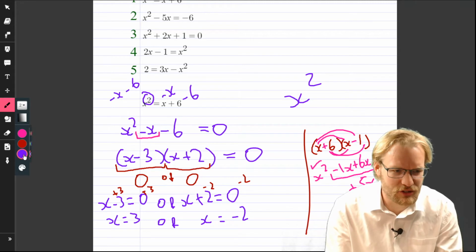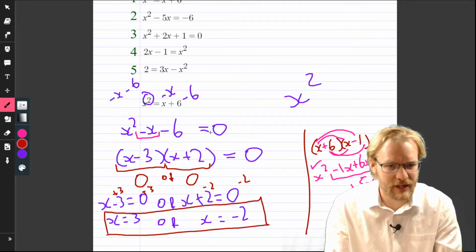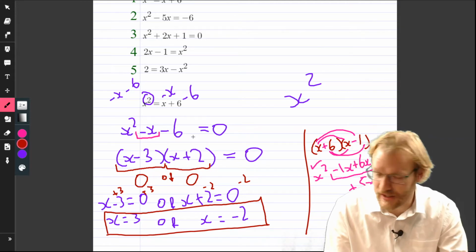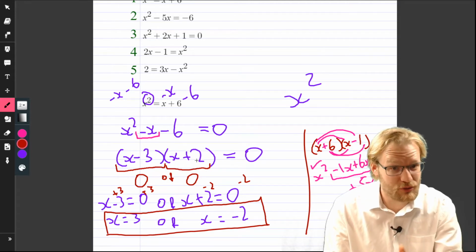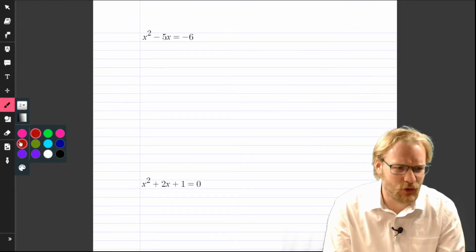So there are two solutions, and that's our process for each of these. Rearrange so it equals 0, factorize, two solutions. Up to two solutions, I should say. Okay, so let's run through that for each of these.